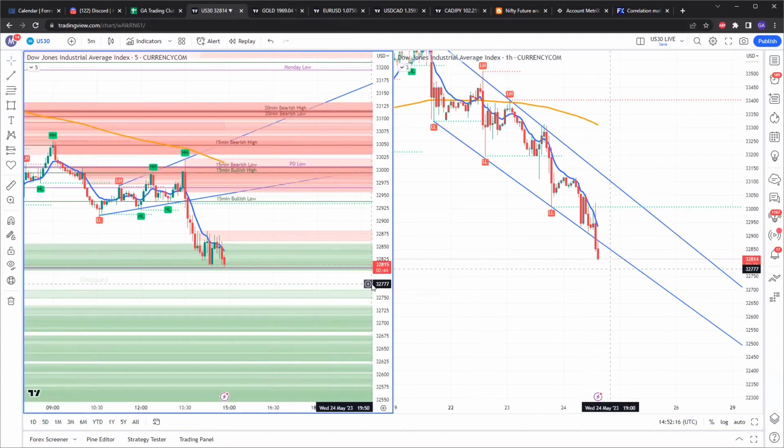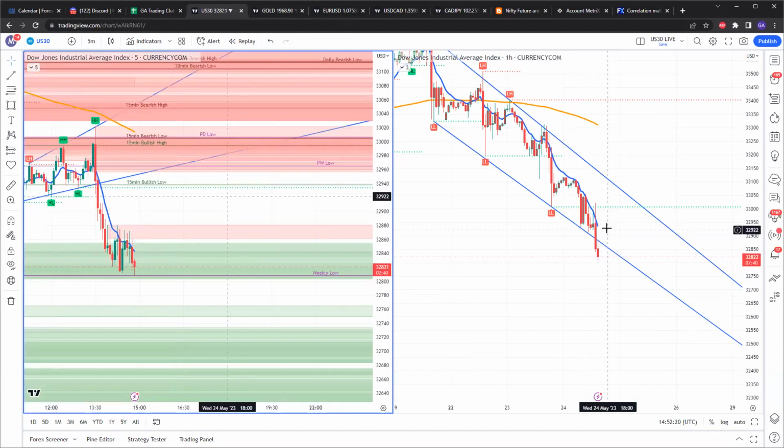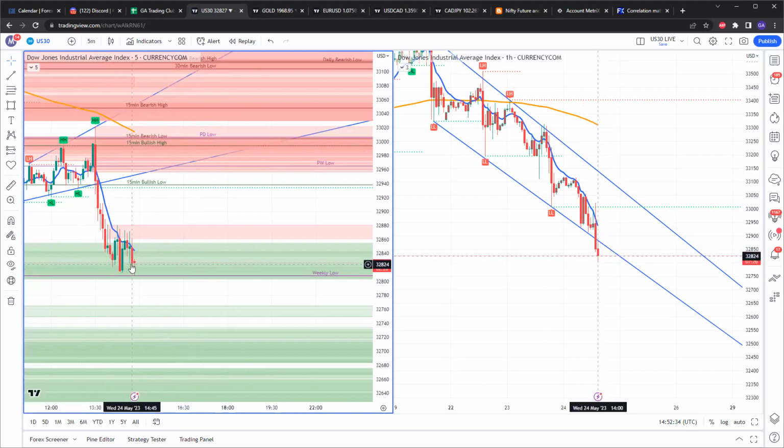So what I would be looking for on US 30, if I turn on my zones, right? We have a candle that closed below a static trend line. We have this candle that retested the static trend line and looks like in 7 minutes, it might close below. So what we would be looking for is a sell area for US 30.